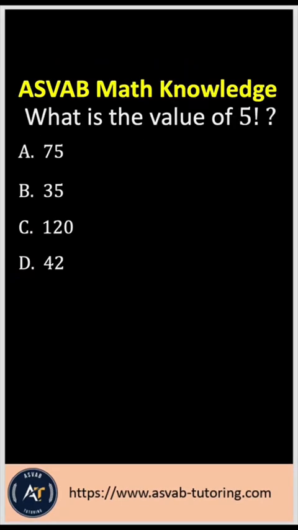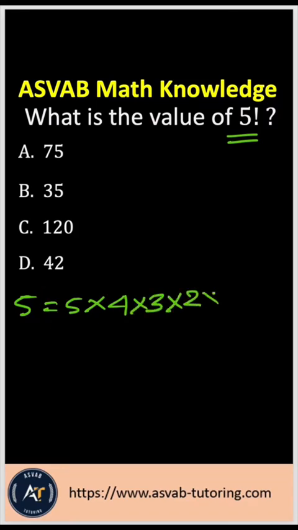So the question asks here, what is the value of 5 factorial? You cannot use the calculator in the actual ASVAB test, so make sure that you watch the video multiple times to make sure that you 100% get this problem. In order to solve this problem, 5 factorial equals 5 times 4 times 3 times 2 times 1.